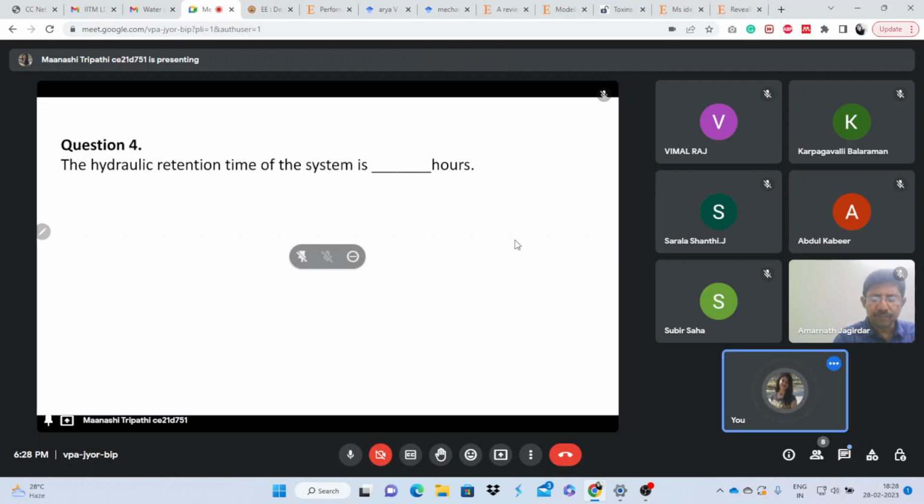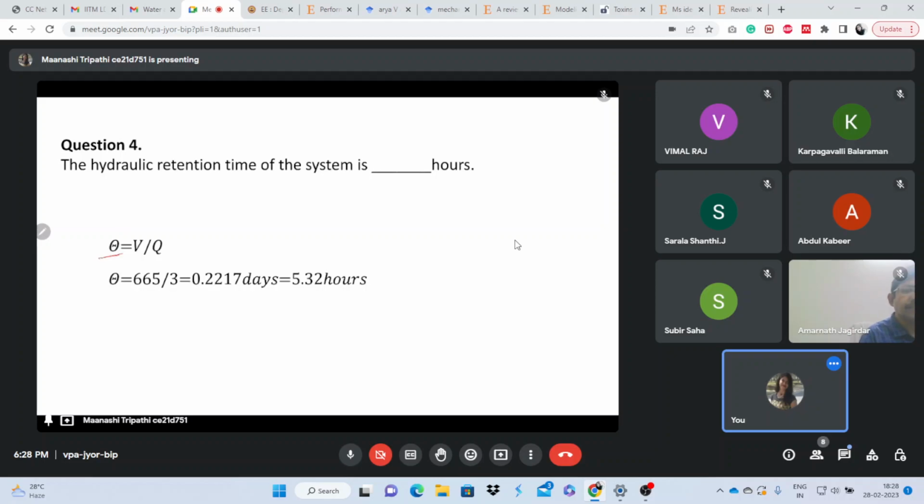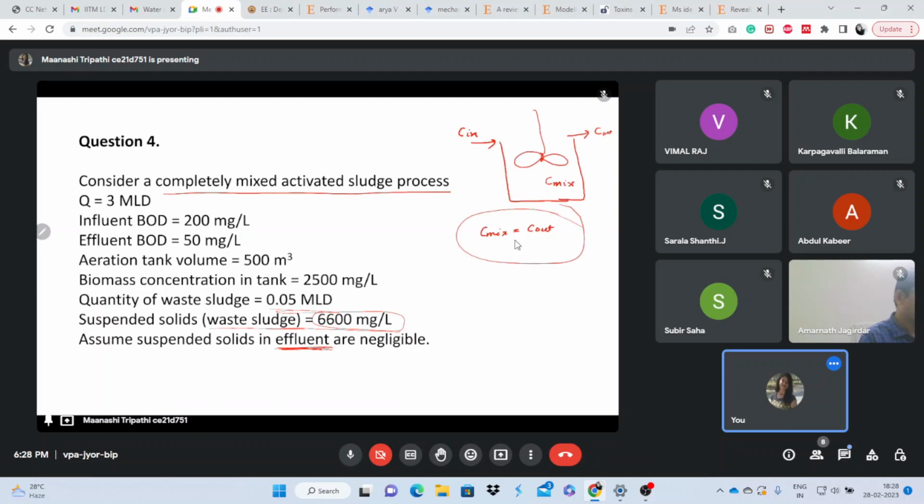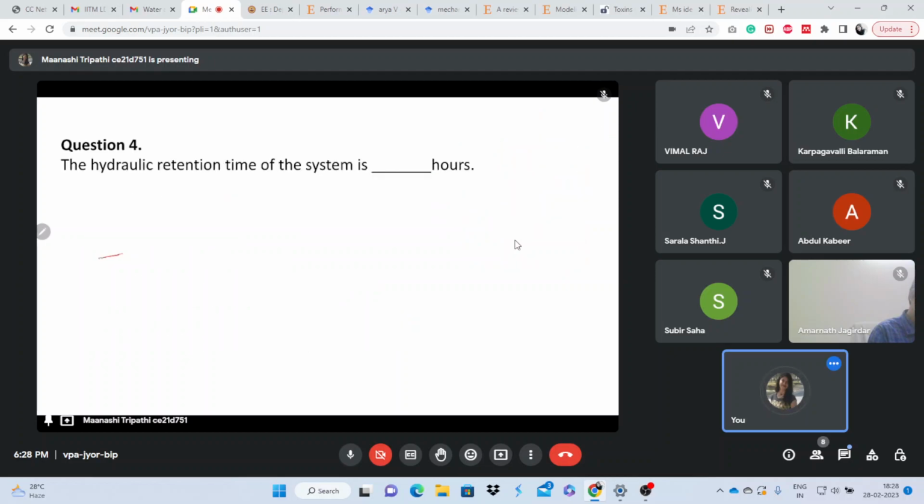We'll see the solution. As I have told you, it talks about just the design of the system as well as water. So this is our answer. This theta represents hydraulic retention time. So theta will be volume by flow rate. What was the volume? Volume is 500 meter cube, and what is the flow rate? 3 MLD. 3 MLD means 3 million liters per day.